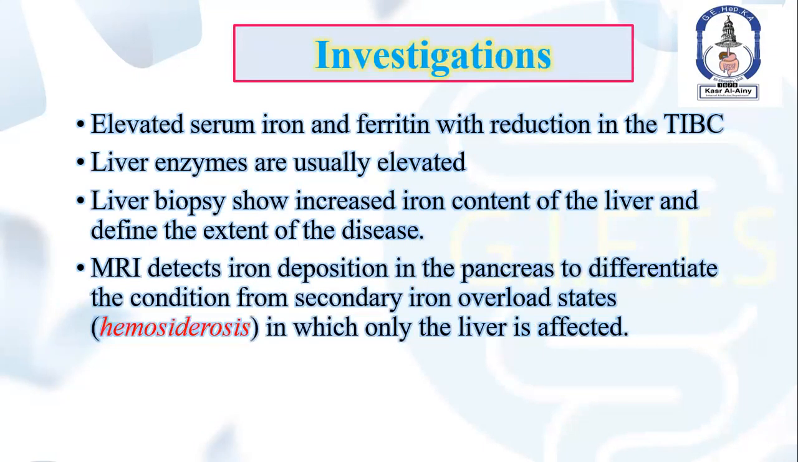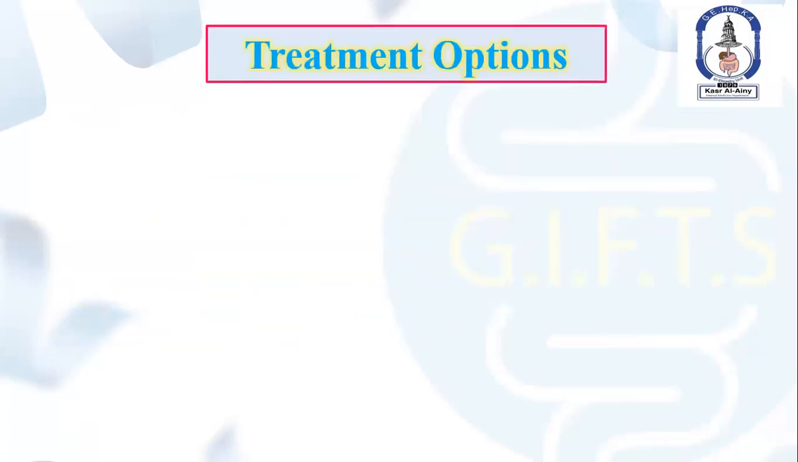Of course, liver biopsy may sometimes be replaced by MRI, which can detect iron deposition in the pancreas. Differentiate this condition from the usual cases of iron overload, which is called hemosiderosis, not hemochromatosis. In hemosiderosis, only the liver is affected by the iron deposition, but not in diabetes. What are the treatment options?